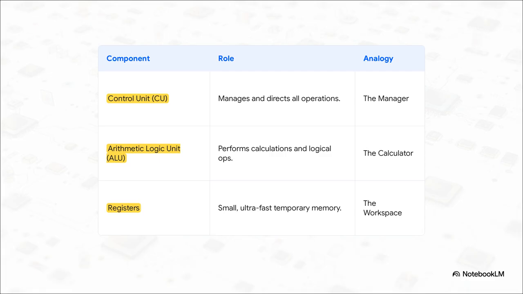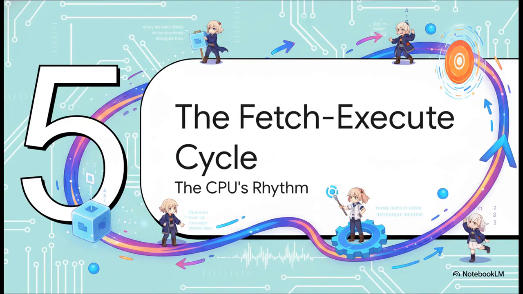Then you have the arithmetic logic unit, or ALU for short. That's your calculator. It's the number cruncher that does all the math and all the logic. And finally, you have the registers. Think of these like a super fast little notepad right on the CPU's desk for holding whatever data it's working on right now.